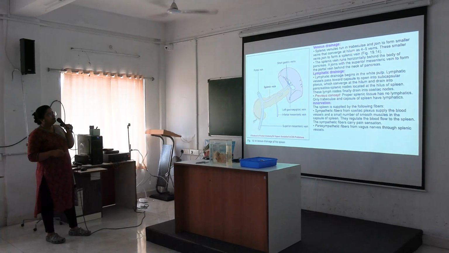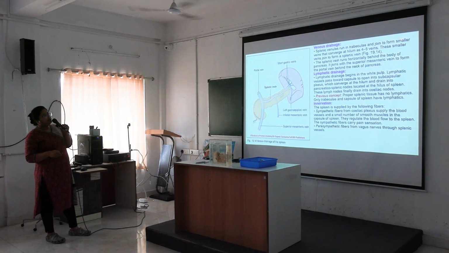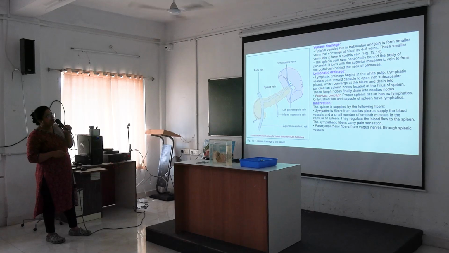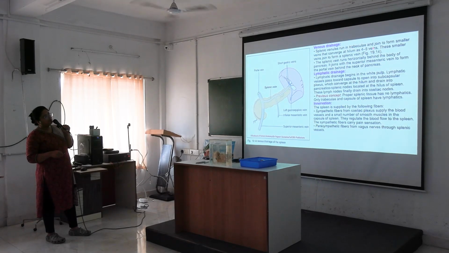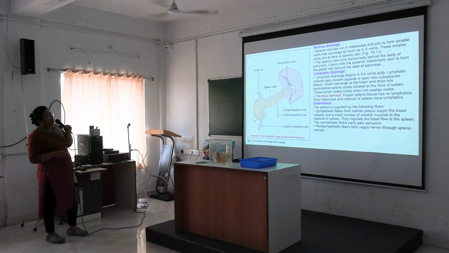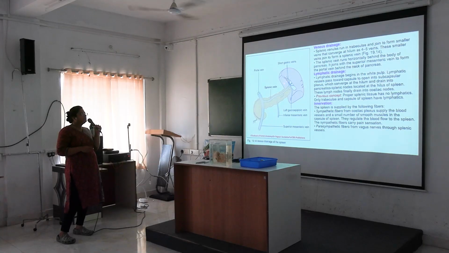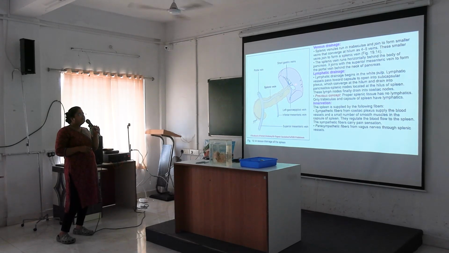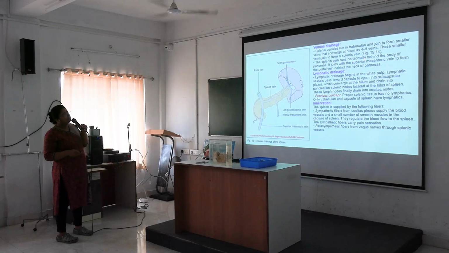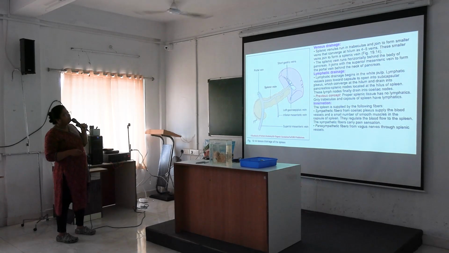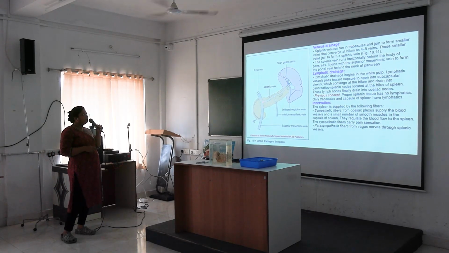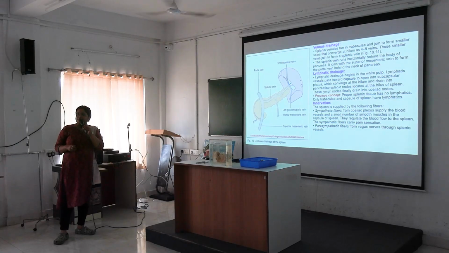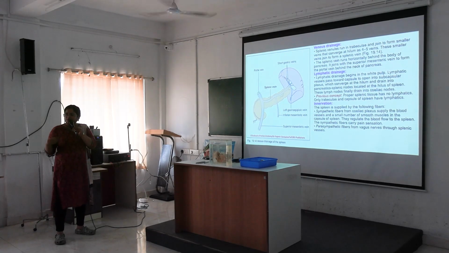Splenic venules run in trabeculae and join to form smaller veins that converge at hilum as 4 to 5 veins, and these smaller veins join to form the splenic vein. The splenic vein runs horizontally behind the body of pancreas. This is splenic vein. This is straight, this is not tortuous. So that's how you differentiate splenic artery and splenic vein.